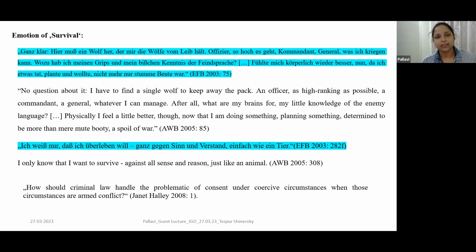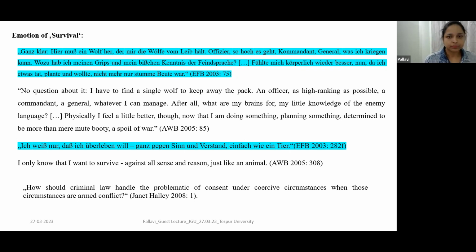If it is the dominant emotion, not the expected emotion, but the emotion that the victim or the survivor is feeling. So she says, I quote, "I only know that I want to survive against all sense and reason, just like an animal."